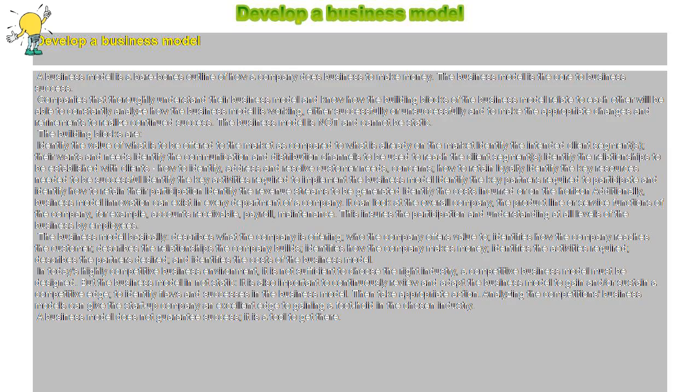Develop a business model. A business model is a bare-bones outline of how a company does business to make money. The business model is the core to business success.